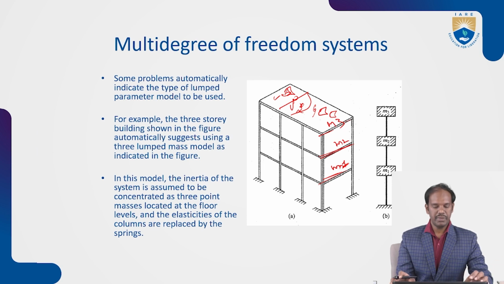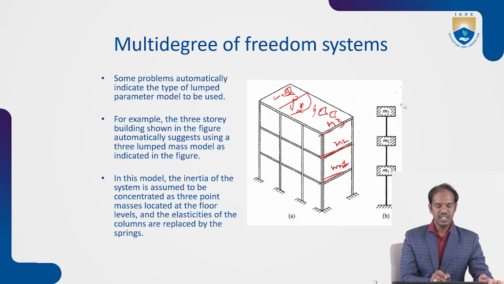Some of the problems automatically indicate the lumped parameters of this model, as you see: mass 1, mass 2, mass 3. For the example of the 3-story building shown in the figure, it automatically suggests there are 3 lumped masses, M1, M2, M3. In this model, the inertia of the system is assumed to be concentrated in these 3 masses located on the floor levels.